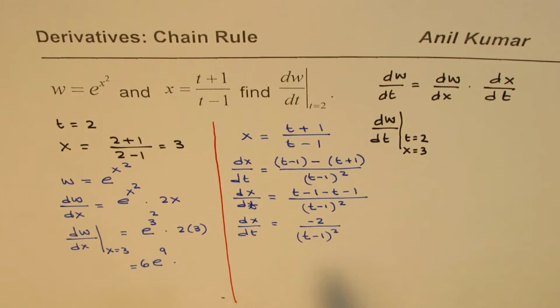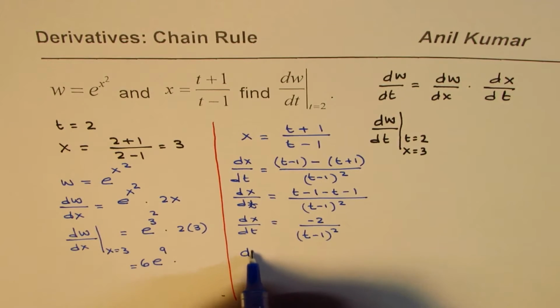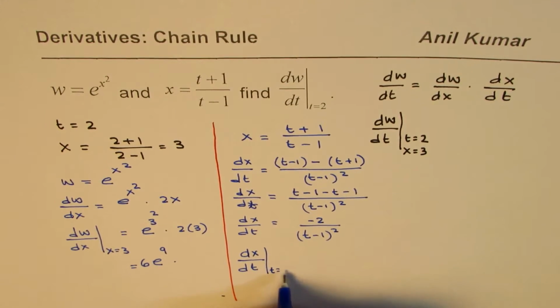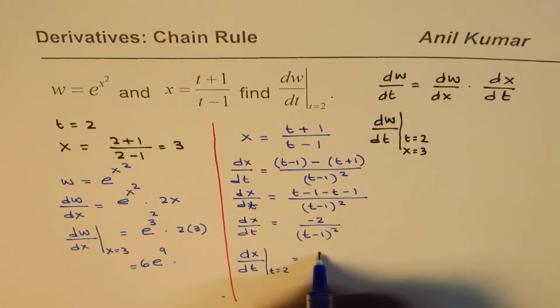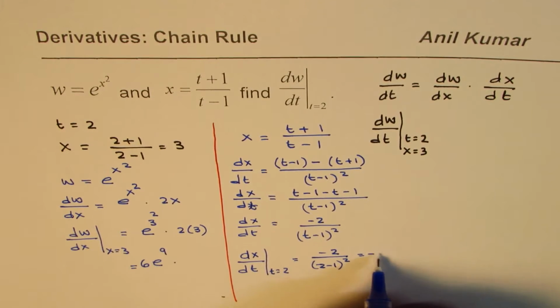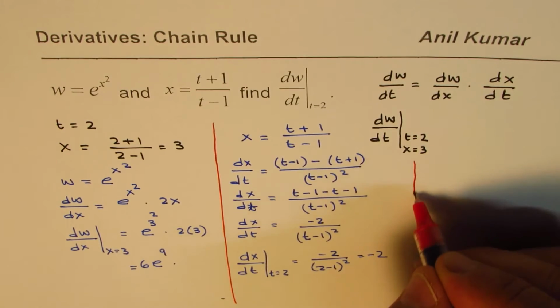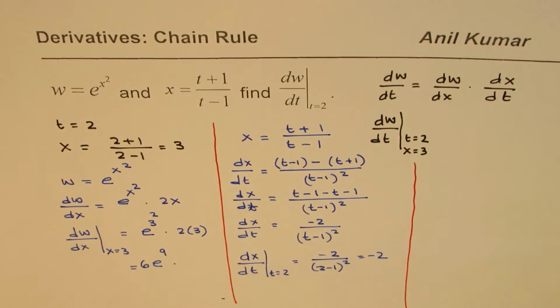Now, you are interested in finding this value when t is 2. So let us find what that is. dx/dt when t equals 2 will be minus 2 over 2 minus 1 whole square, and that is minus 2. So you get the value as minus 2.